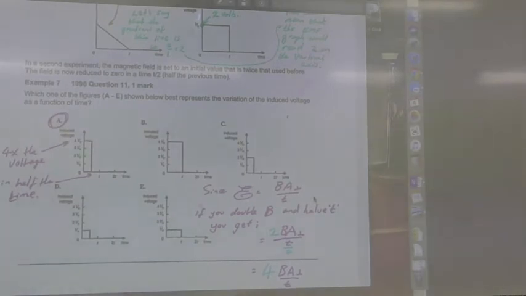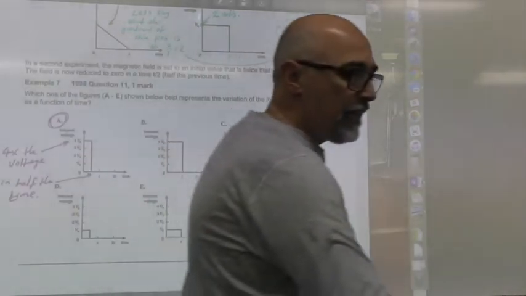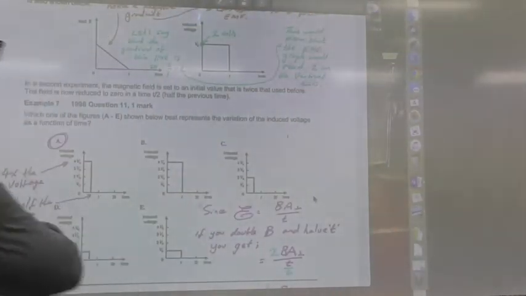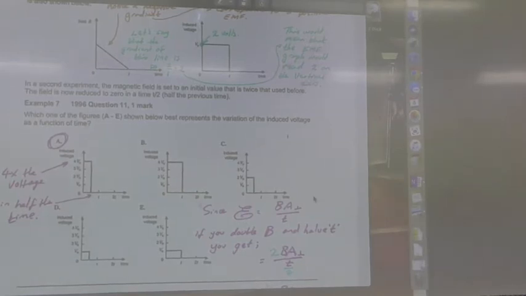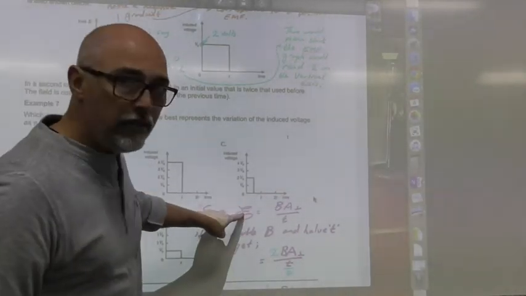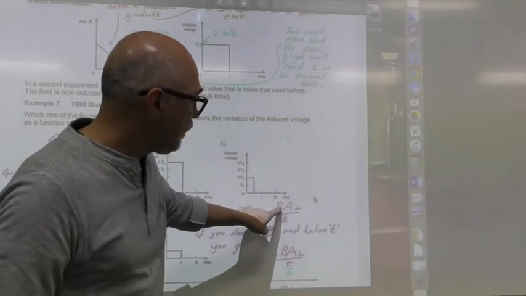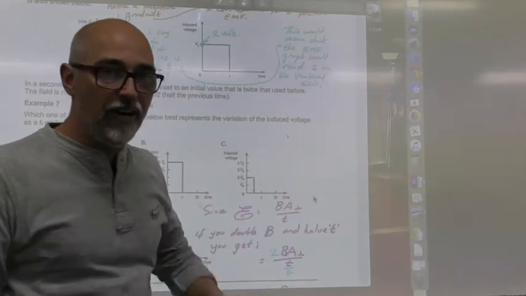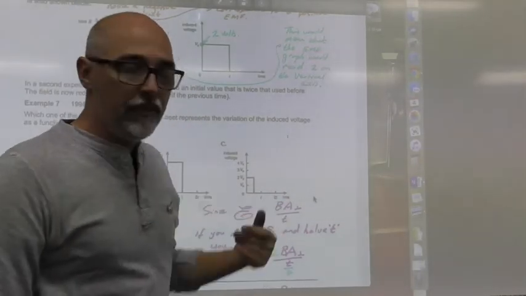In a second experiment, the magnetic field is set to an initial value that is twice that used before. So what we're saying here is the field density is twice as strong, okay? And it's dropped in half the time. How does that change what the pulse is? So I've gone through here and shown you that using Faraday's law, you can see that the voltage depends on how strong the field is, the cross-sectional area, and the time that you change the field in, okay?